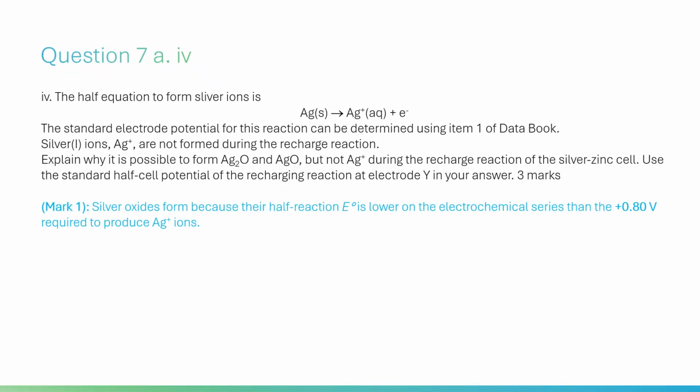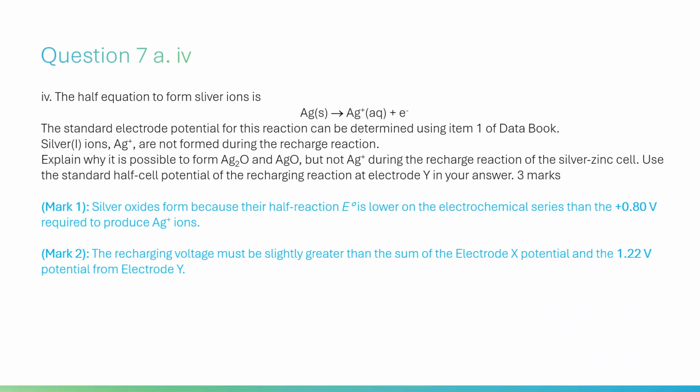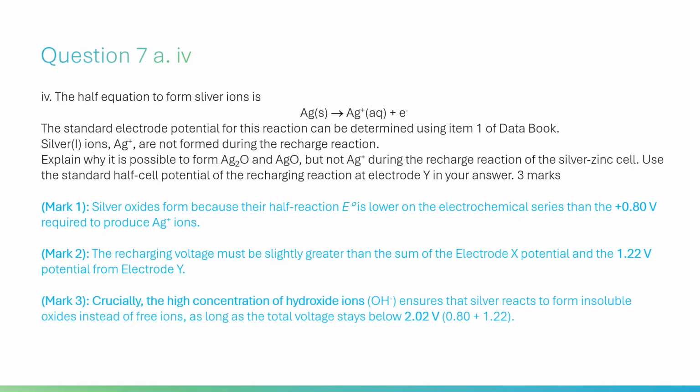Mark 1: silver oxides form because their half-reaction E is lower on the electrochemical series than the +0.80 V required to produce Ag+ ions. Mark 2: the recharging voltage must be slightly greater than the sum of the electrode X potential and the 1.22 V potential from electrode Y. Mark 3: crucially, the high concentration of hydroxide ions ensures that silver reacts to form insoluble oxides instead of free ions, as long as the total voltage stays below 2.02 V, which is 0.80 plus 1.22.